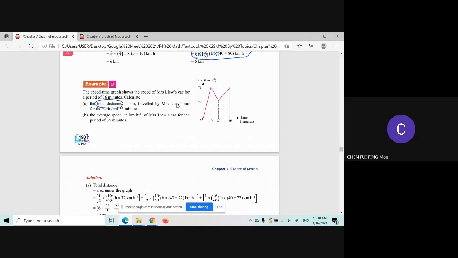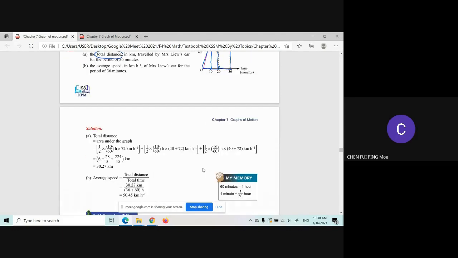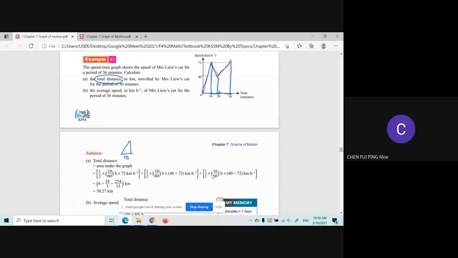You need to see how to calculate. This part is a triangle. So the area of the triangle plus the area of the trapezium plus the area of the trapezium will be the total distance traveled. For the area of the triangle, the length here is 10, and the height from here to here is 72.